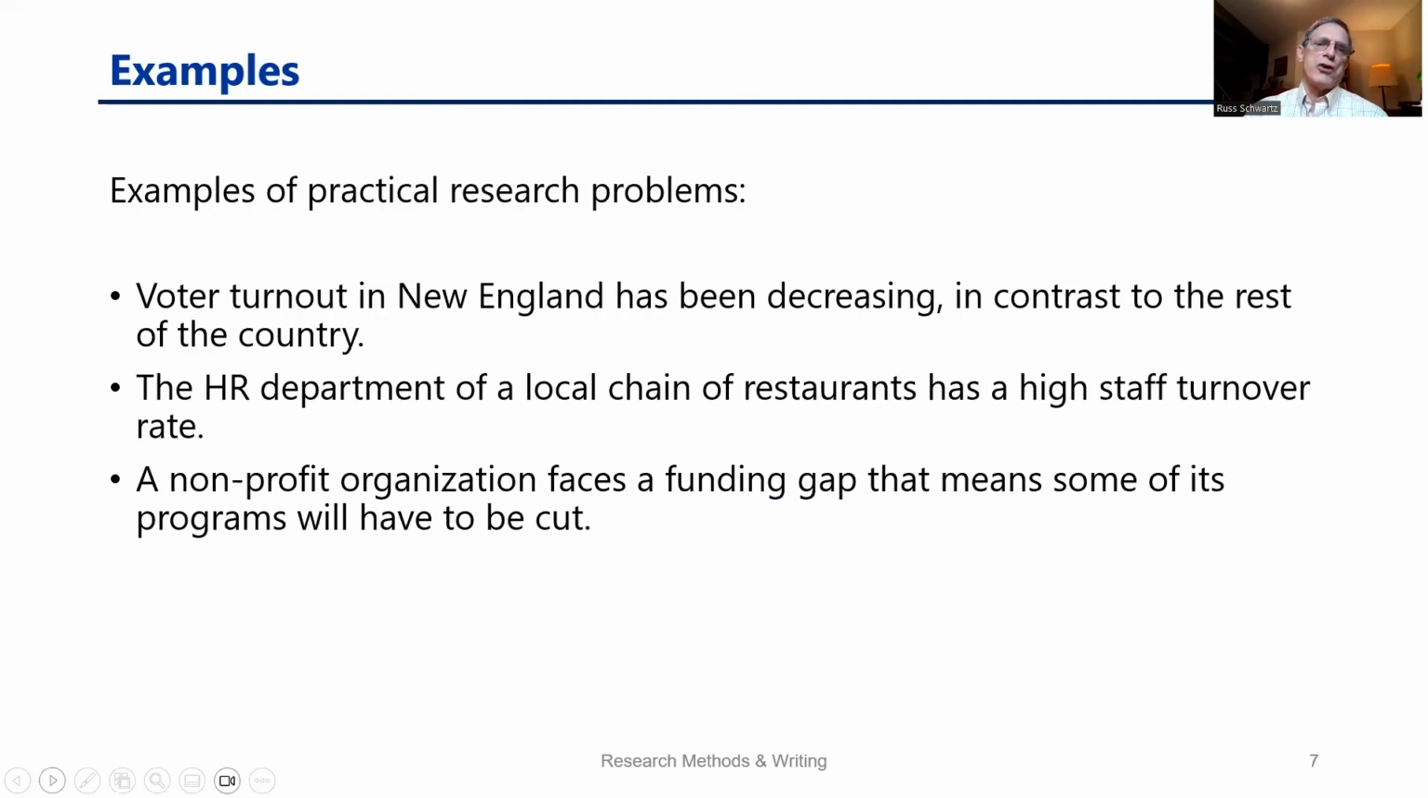So here are some examples of practical research problems that I found out there. Voter turnout in New England has been decreasing in contrast to the rest of the country. So there's a question of, why is this happening? Why is New England different from the rest of the United States? Another one is the Human Resources Department of a local chain of restaurants has a high staff turnover rate. What's going on? Why is everybody quitting at these restaurants?